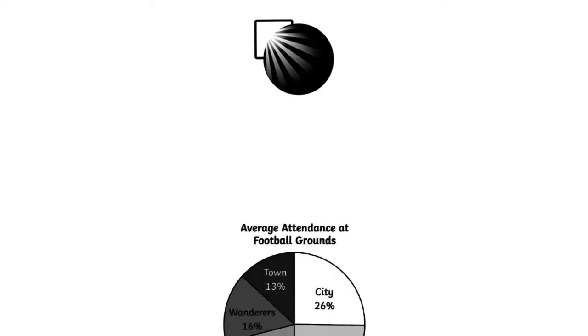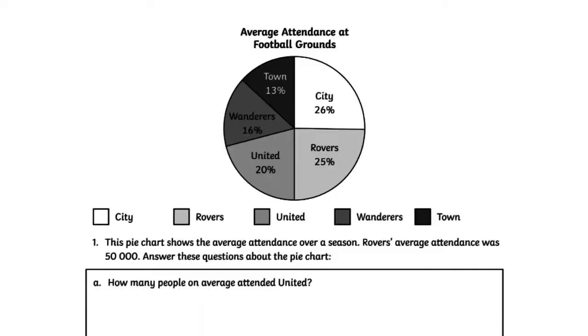Okay, let me give you guys another percentage problem. So here we've got the average attendance, and the pie chart shows the average attendance over a season. Rover's average attendance was 50,000. So this is Rover's here, 50,000 people. So what that means is this bit here is 50,000 people.